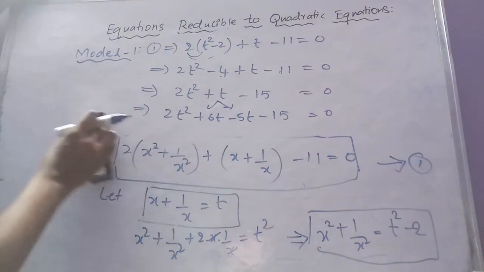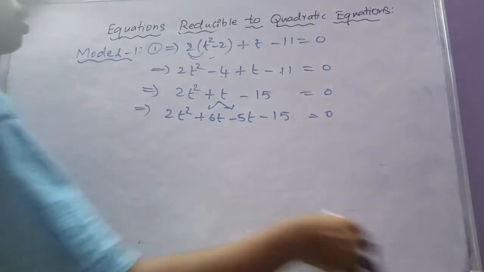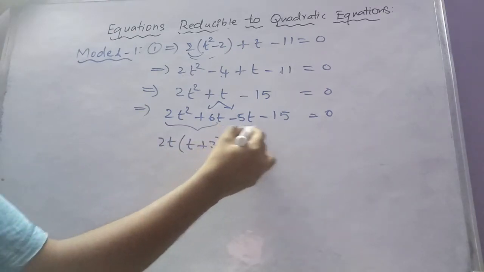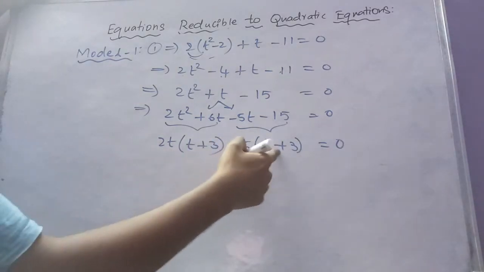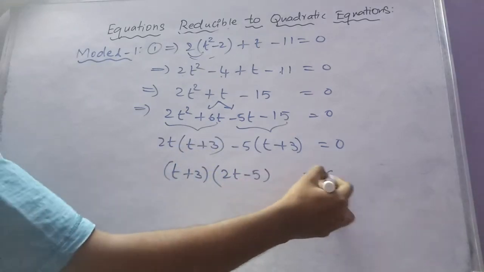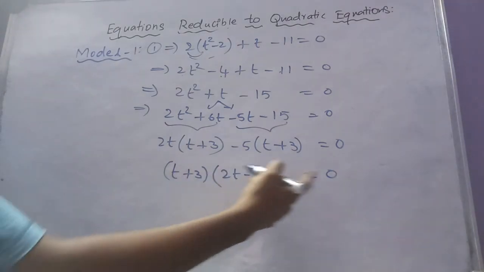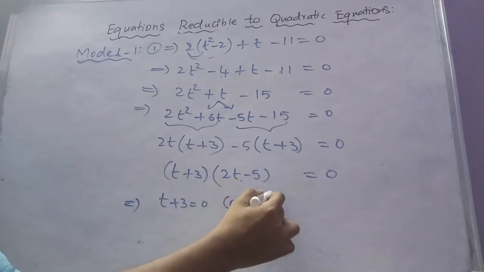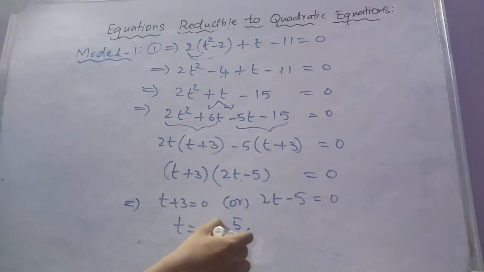So next, as we continue, I will take 2t common, you will get t plus 3, and here I can take minus 5 common, you will get t plus 3. So again, if I take t plus 3 common, you will get 2t minus 5. So the product of two things is equal to 0, which means that either the first thing is equal to 0 or the second thing is equal to 0. So from here you will get t is equal to minus 3, and from here you will get t is equal to 5 by 2.